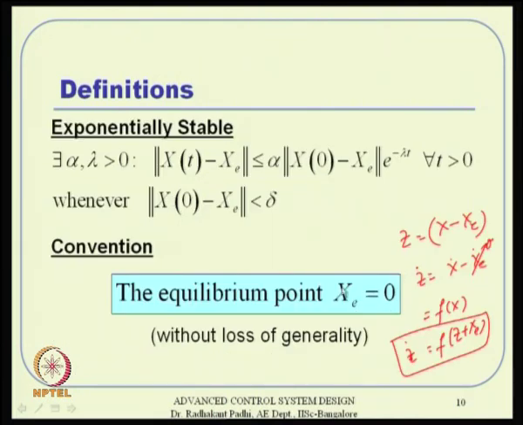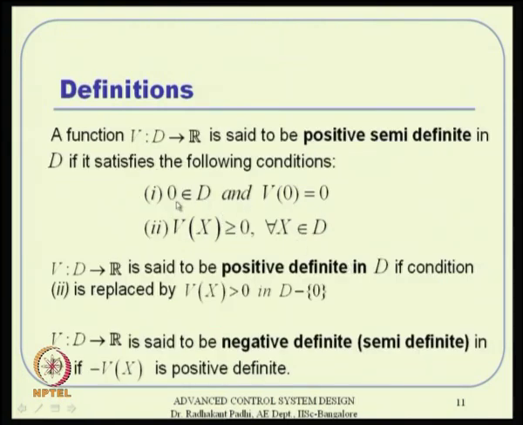So, when you talk about 0, not just origin, but it is the equilibrium point after change of coordinate. So, the equilibrium point belongs to D, that is where the connected set comes into picture. We want to start from that set, so that the equilibrium point is contained within that set, then only you can move around and probably go there. So, 0 is part of D and V of 0 is 0, that is a requirement.